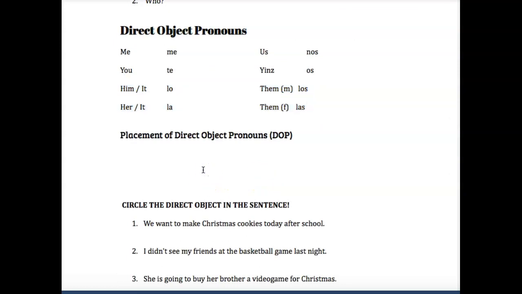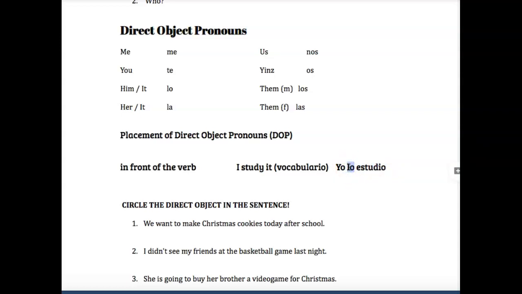Now, where do we put the direct object pronoun? Exactly the same place as we did with the indirect objects. You put it in front of the verb. So if you want to say, I study it, let's say it is maybe the vocabulario. Then we say, yo, it's going to be vocabulario, so it is lo estudio. I study it.